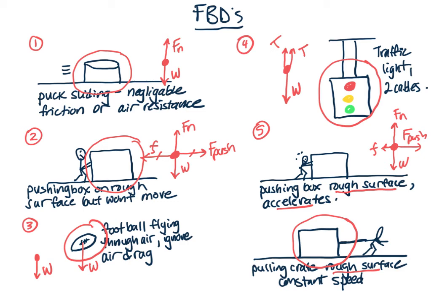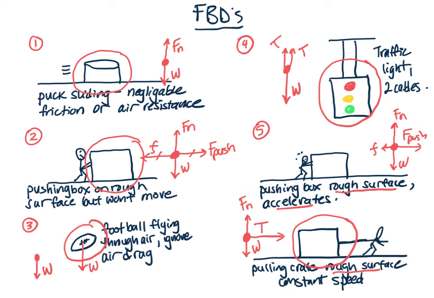Now the person's not touching it directly like they were in the other crate examples. What's happening here is the rope is touching it. So we have to be very specific. Here's our crate. We have the tension in the rope acting as the force that pulls it forward. We have the weight acting down and the normal force acting up.